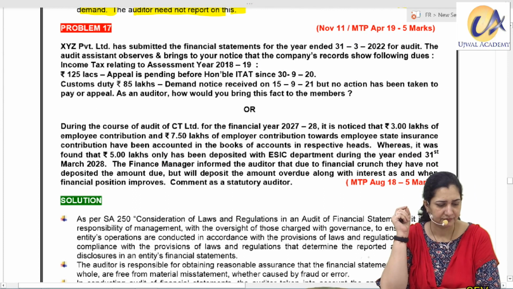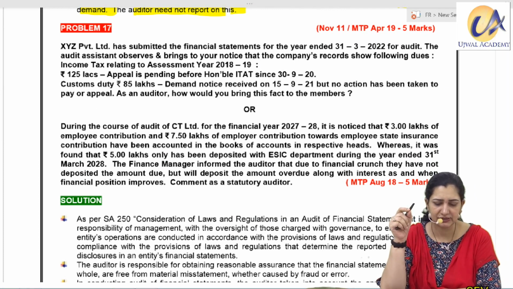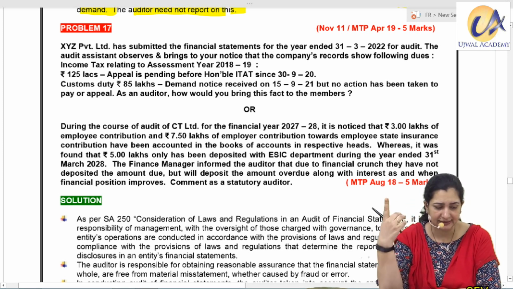17th one. XYZ Private Limited submitted the FS for the year ending 31st March 22, and they bring to your notice the following dues. Income tax relating to AY 18-19, 125 lakh, is pending before the ITAT, the appellate tribunal, since September 20. A customs duty demand notice was received, but no action has been taken to pay or appeal. As an auditor, give your opinion on the above.